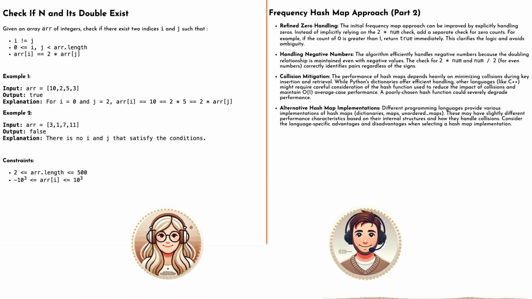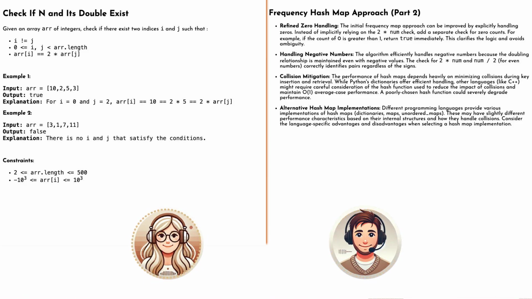We've found a double pair. So it's like we're cross-referencing each number with our tally sheet to see if its double has been counted. What if we run into a negative number? Does that mess things up? Not at all. That's the beauty of hash maps. They can handle negative keys with no problem. Unlike arrays where you can't have negative indices, hash maps are cool with any number you throw at them.